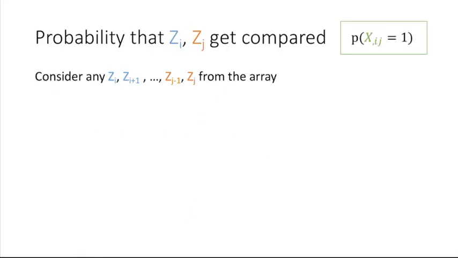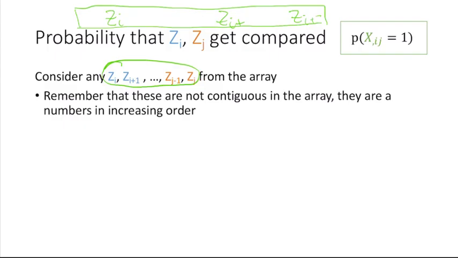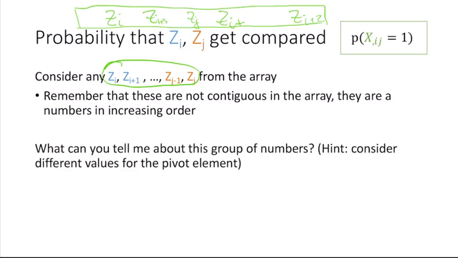Okay, so what's the probability that zi and zj get compared? Let's consider any section of the array. These are not contiguous in the array. They could be scattered all over the place. For example, here's zi, here's zi plus 1, zi plus 2, zi plus 3, all the way up to zj. Those are the elements we're going to look at. What can you tell me about this group of numbers?